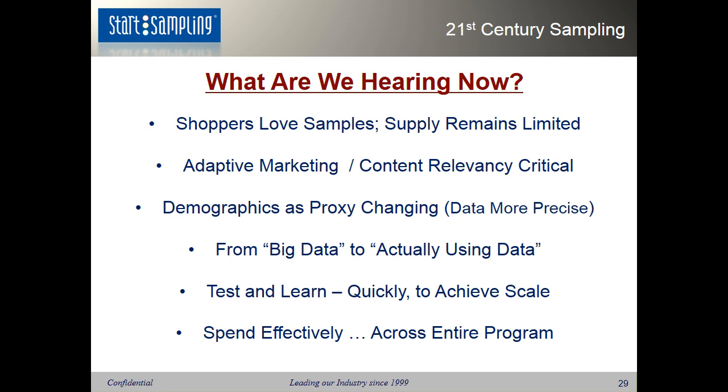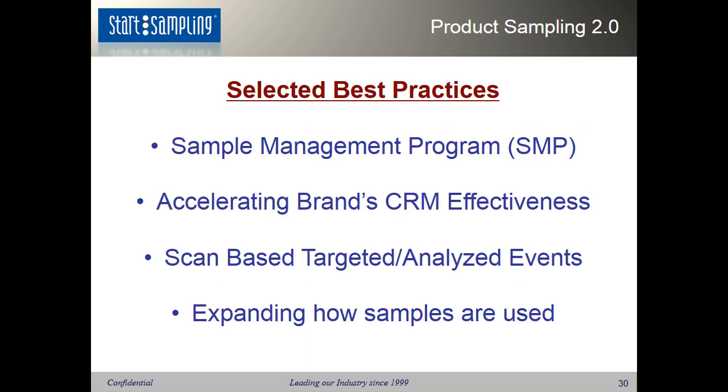And this whole notion of test and learn, I talked about that in the digital space in particular when I showed the logo slide. This is what we're seeing. A lot more test and learn to understand what's happening, and obviously everybody needs to spend effectively. So these are the kinds of themes that are running through conversations we're having with senior management, in particular in consumer packaged goods. And here are a couple of very simple best practices in the world of sampling, but I think they have applicability to other places, particularly in the digital stream. Sample management, we'll talk about what that means in a minute. The ability to accelerate that brand's CRM effectiveness.